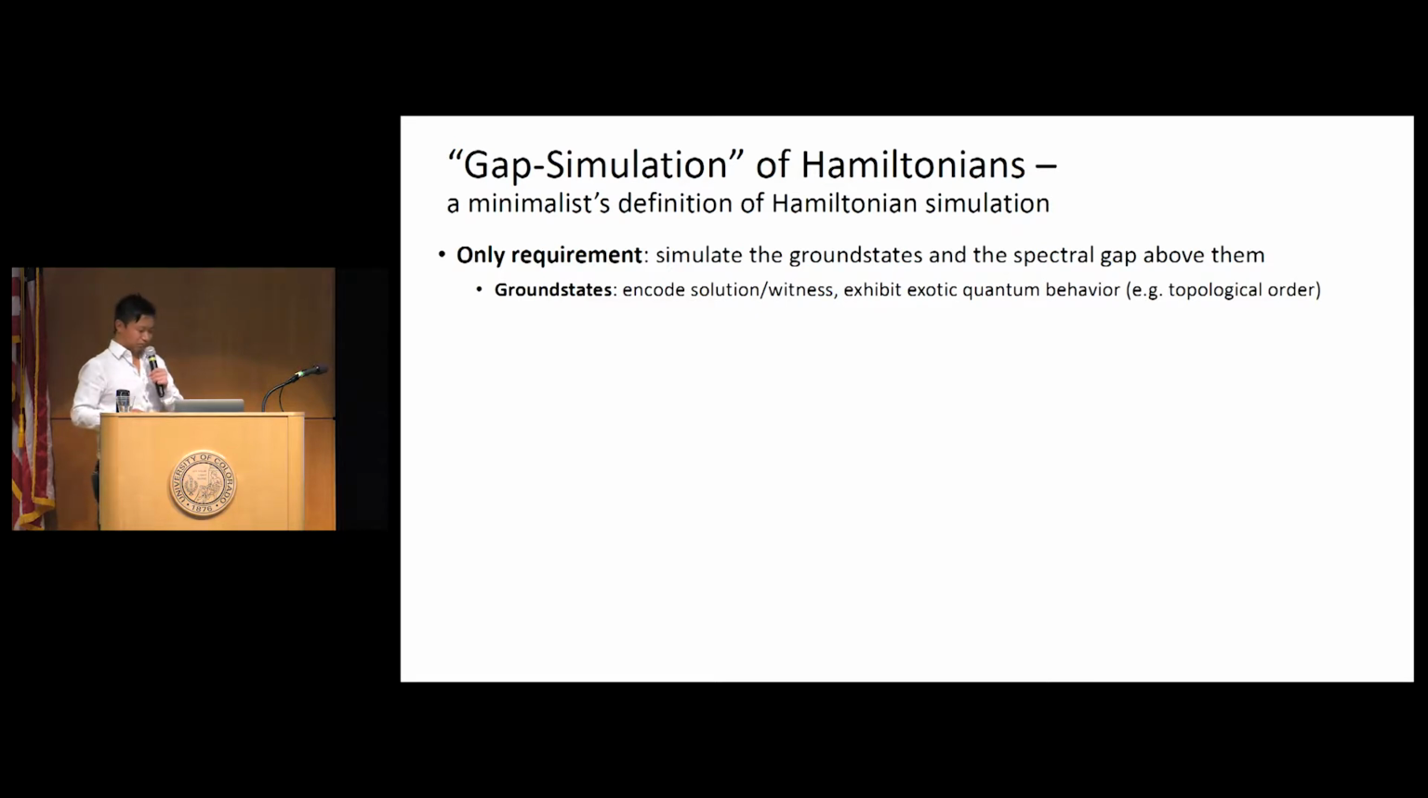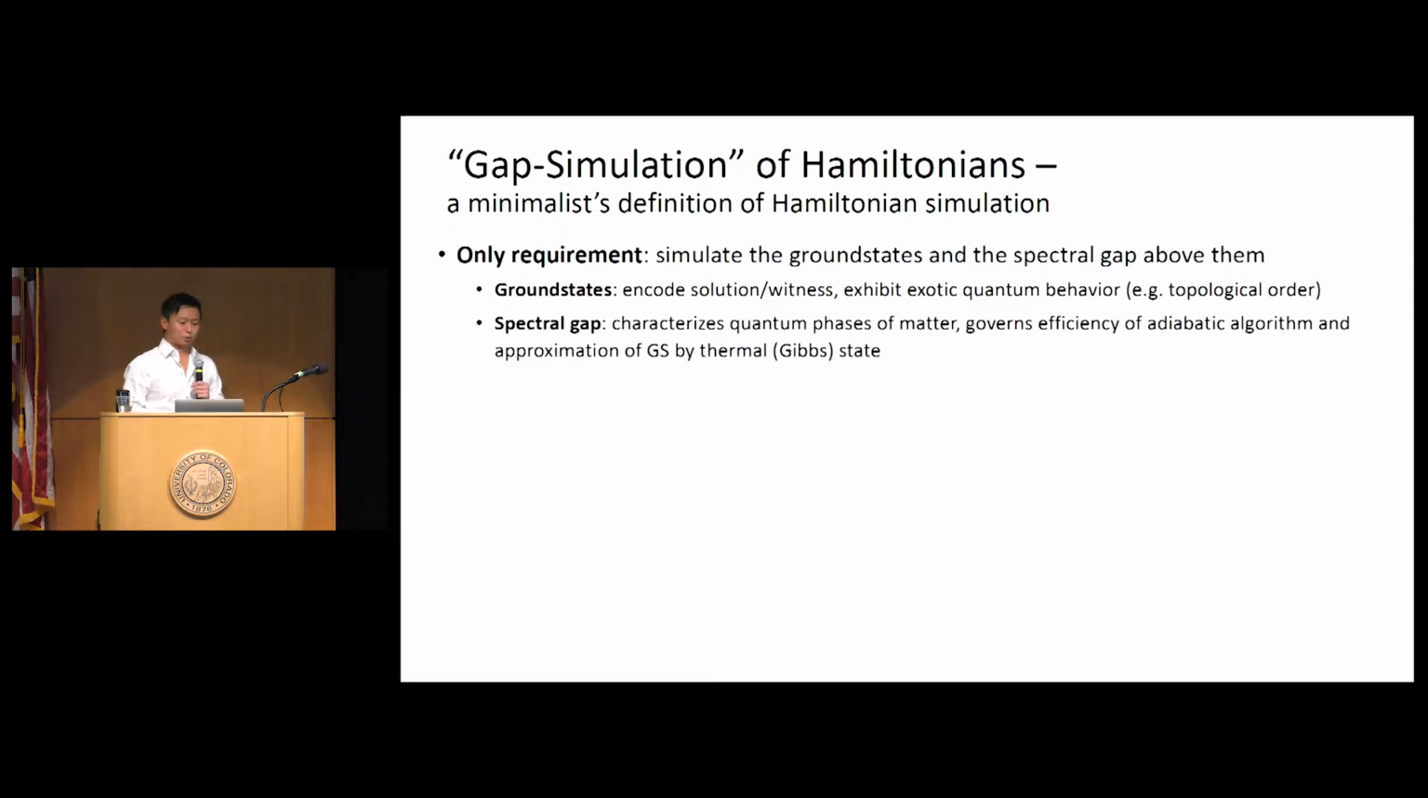We want to simulate the ground state because it encodes the solution to the quantum problem, and often there are signatures of exotic quantum behaviors like topological order, for example. And we also want to simulate the spectral gap, also because of its physical significance. In the context of many-body physics, the spectral gap is used to characterize quantum phases of matter. And also, in quantum complexity and computation, it governs the efficiency of adiabatic algorithms, and it also tells us how well you can approximate the ground state by a thermal state.